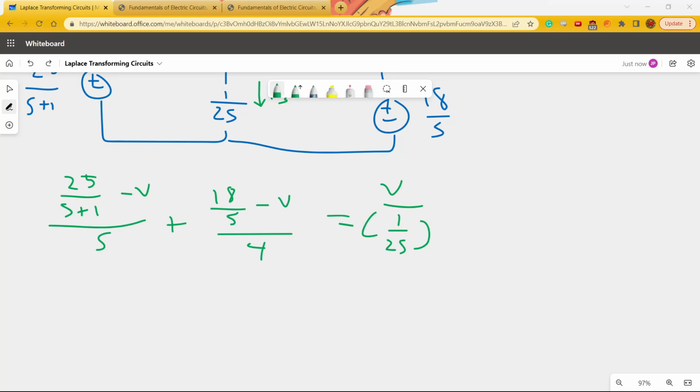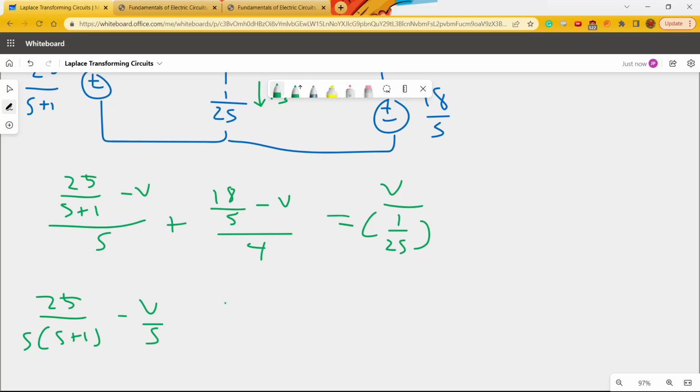We'll do some simplifications. This nested fraction can be turned into 2 fractions by just putting s in the denominator of both these guys. So we have 25 over s plus 1 minus v over s. Then over here we'll do the same thing. We'll stick 4 in both to get plus 18 over 4s minus v over 4. And finally here we have, this is just 2sv.